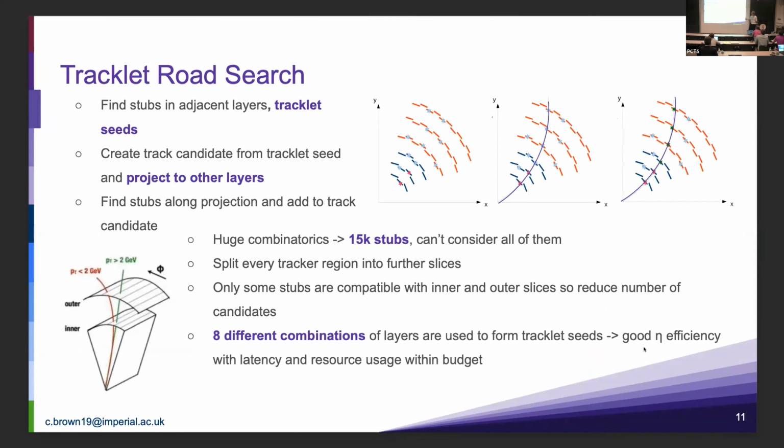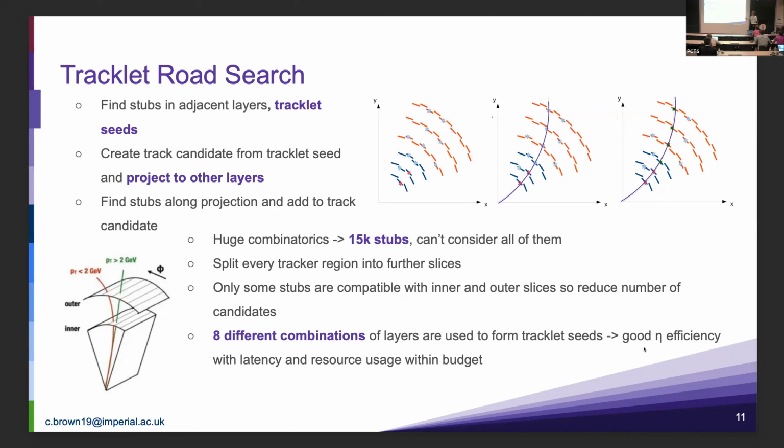In terms of this track road search, it's relatively simple to explain. This is a cross section of our outer tracker. We look for two stubs, or hits in the detector, in adjacent layers. We then propagate a track candidate based on those two hits, and then we can associate other hits in the detector to that track candidate.